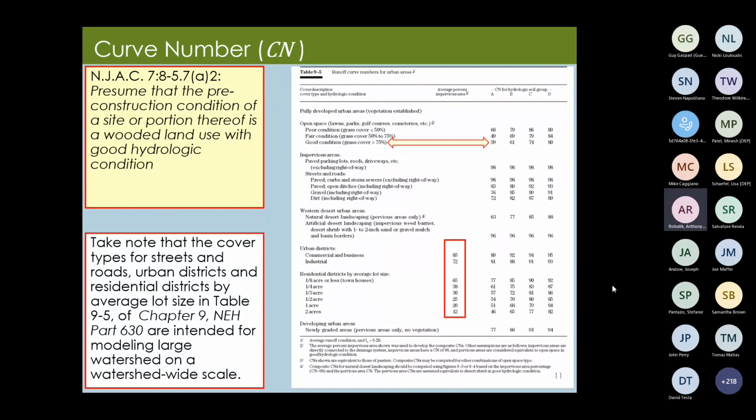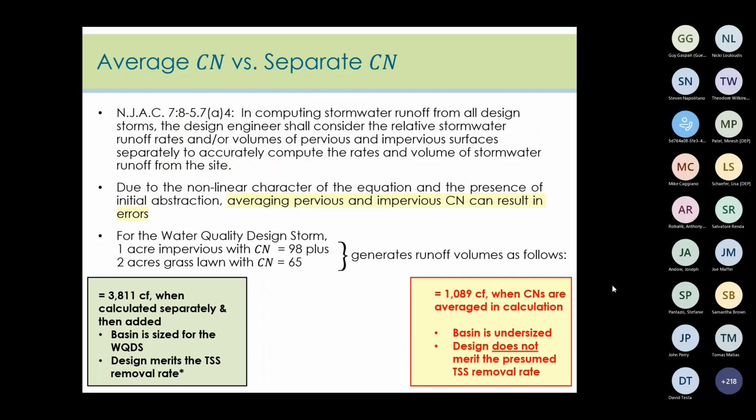So what do you do when you have more than one curve number on a site? Due to the nonlinearity of the equations and losses from initial abstraction, it's important and also required in the rules to compute separately the runoff volumes from pervious and impervious areas instead of averaging the curve numbers. Particularly for the smaller, more frequent storms, averaging underestimates the volume of runoff generated by the impervious surface on a site that also has pervious land cover. And using a composite CN value is a common error that we found in our audit reviews.